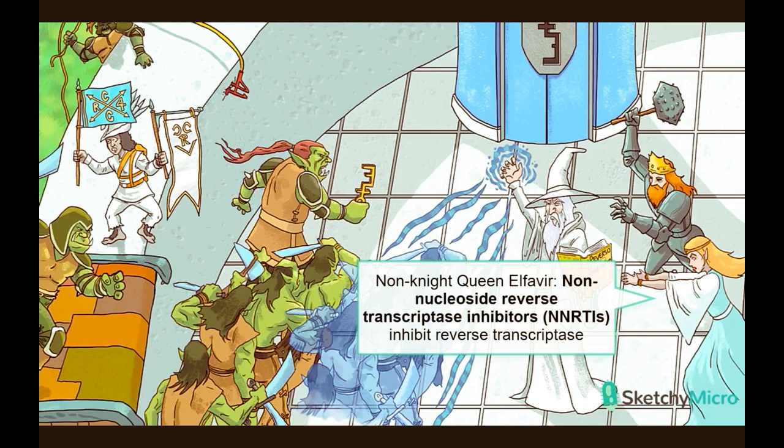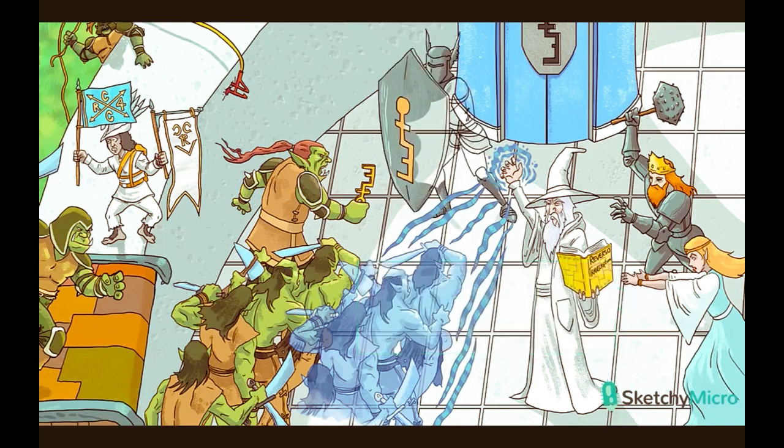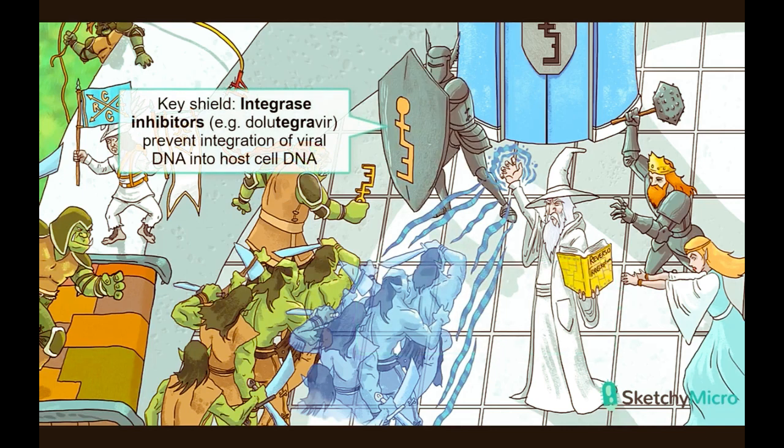For more, check out our NRTI and NNRTI videos to learn more about how these drugs work and their side effects. Next are the integrase inhibitors, which, like their name suggests, prevent viral integrase from incorporating double-stranded viral DNA into host chromosomes. This is a very commonly used class of drugs, and for once, they're named in a helpful way. They all have Tegra in the name, like dolutegravir or raltegravir.